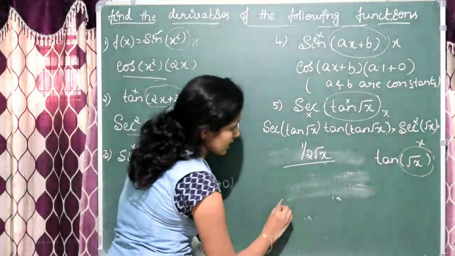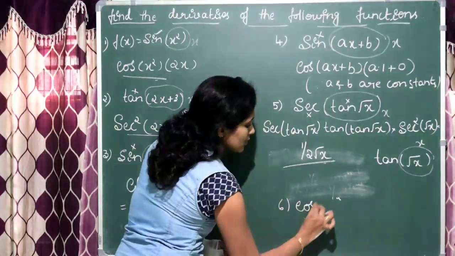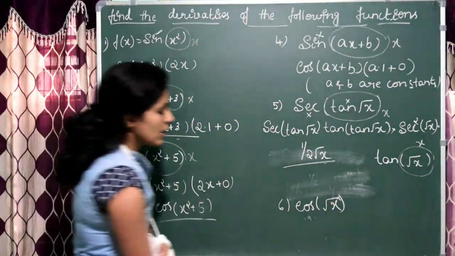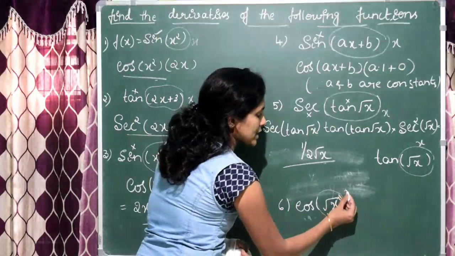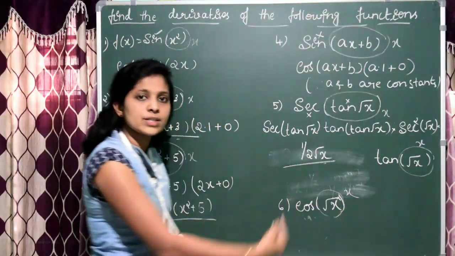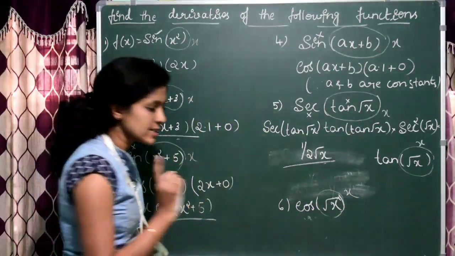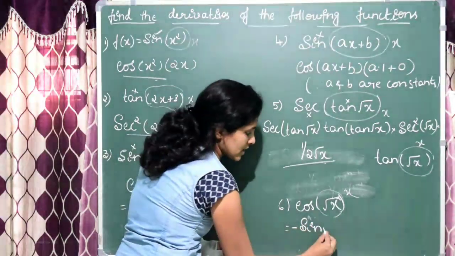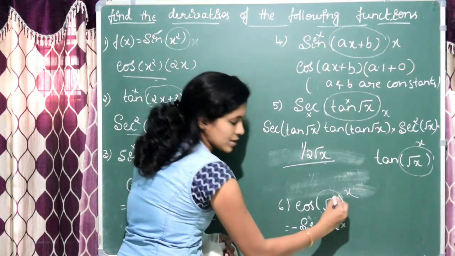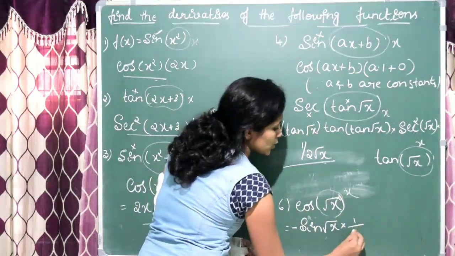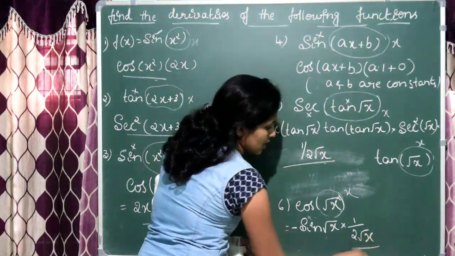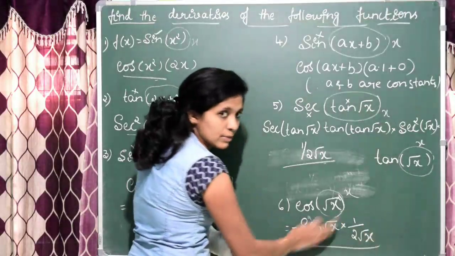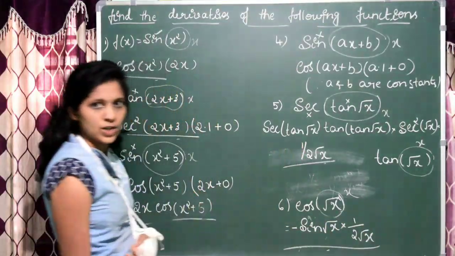Next one more problem was there, that is cos of root x, right? You have to find the derivative of cos root x. We'll consider this as some x. Now it is of the form cos x, right? x is equal to root x. Now what is the derivative of root x? It is 1 by 2 root x. Is it clear? You can't cancel this root x and this root x because this is an angle, this is a value, remember that one. So this is the derivative of this function.